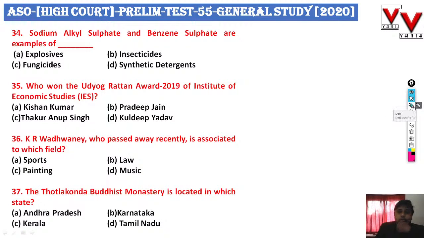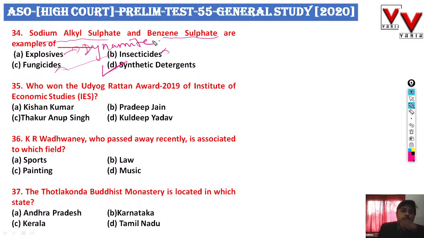Sodium alkyl sulfate and benzene sulfonate are examples of what? They are actually examples of synthetic detergents. Explosives, no, we have dynamite under explosives. Okay, fungicides and insecticides, no. So answer is option D.